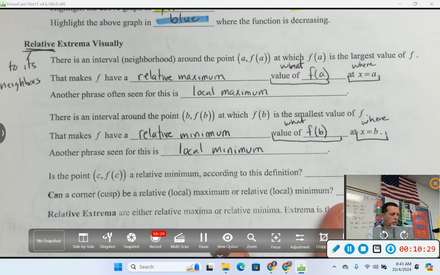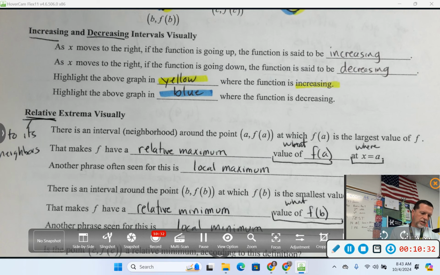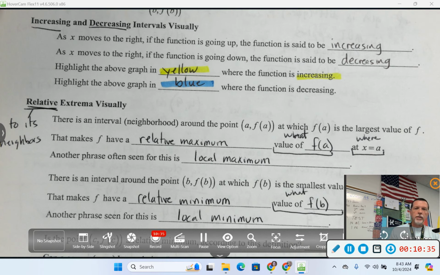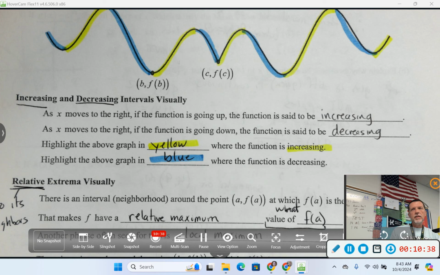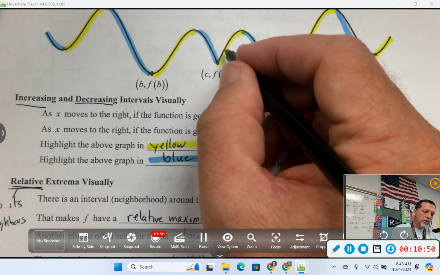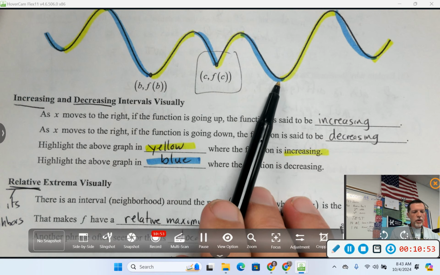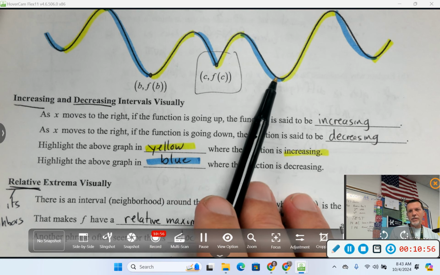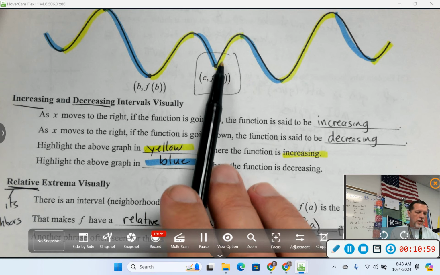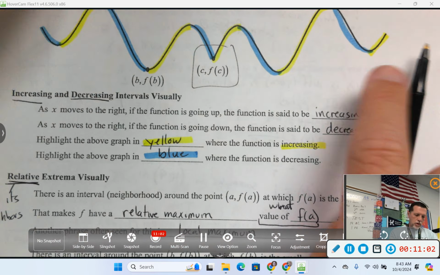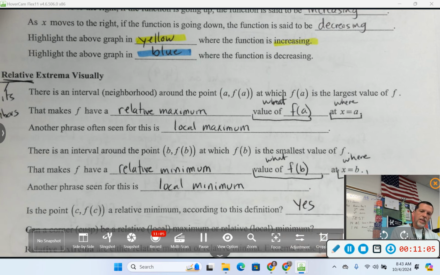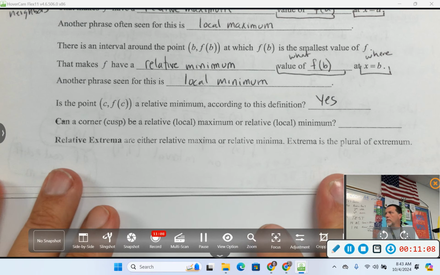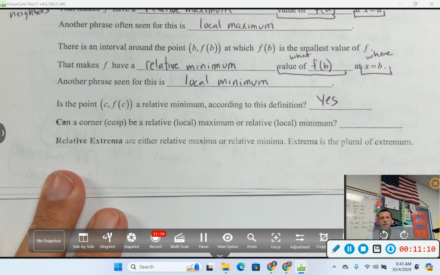According to this definition, look at point C. The question is, is point C a relative minimum? What do you think? Yes, it's at the bottom. It's the lowest point in its neighborhood. Right? It's not the lowest point overall. So it's not the global minimum, that's the other word we would use, or the overall minimum. But in its neighborhood, it's got the lowest point. So yes, that point is a relative minimum. Because relative to its neighbors, there's nobody lower than it is.